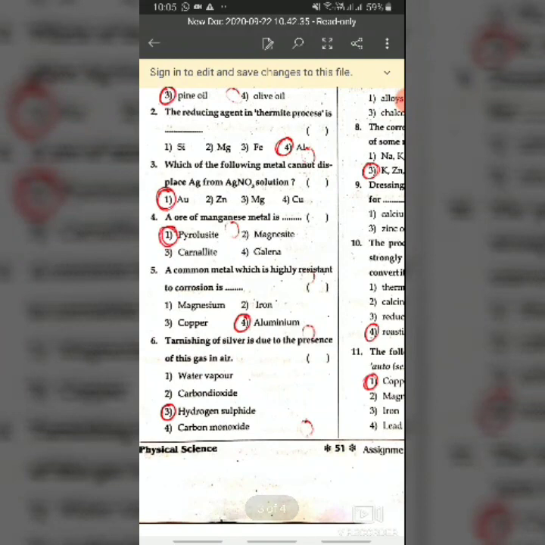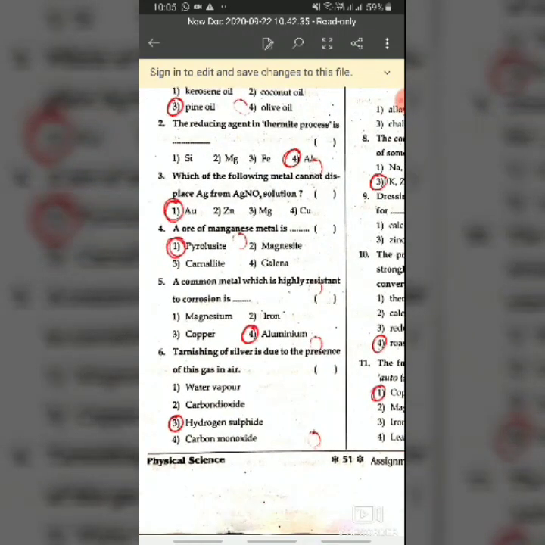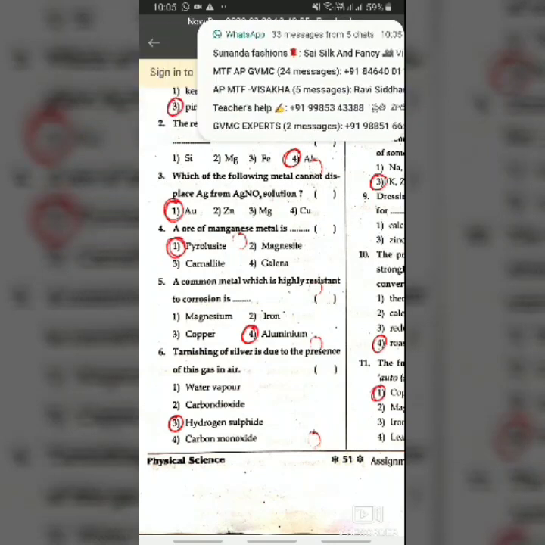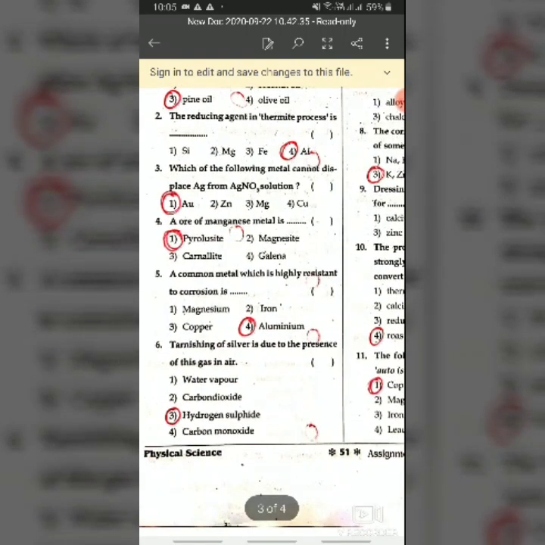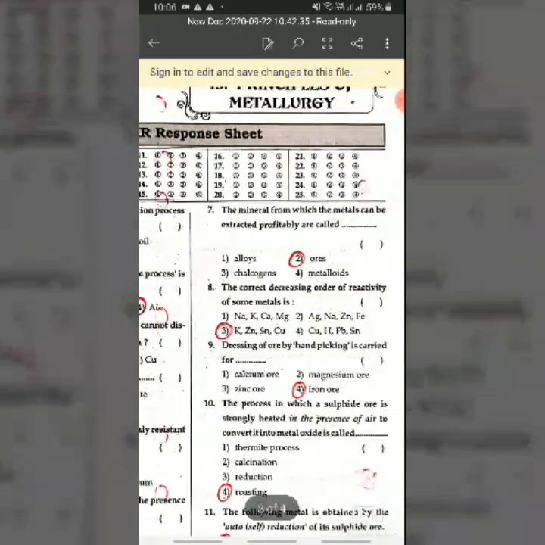Which of the following metal cannot displace Ag from AgNO3? Silver from silver nitrate solution is not displaced by Au, gold, option 1. Ore of manganese metal is option 1, pyrolusite. A common metal which is highly resistant to corrosion is aluminium, option 4. Tarnishing of silver is due to the presence of this gas in air, hydrogen sulfide. Hydrogen sulfide gas makes silver blackish. So answer is option 3.